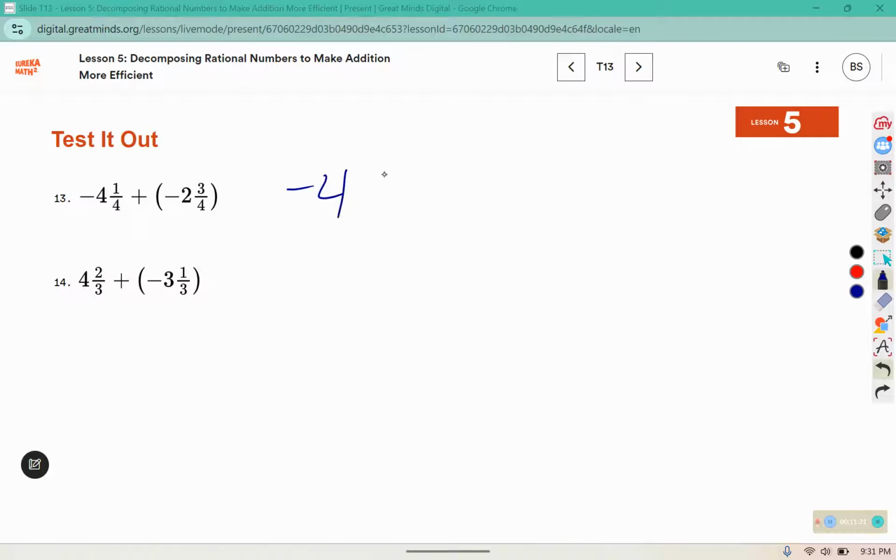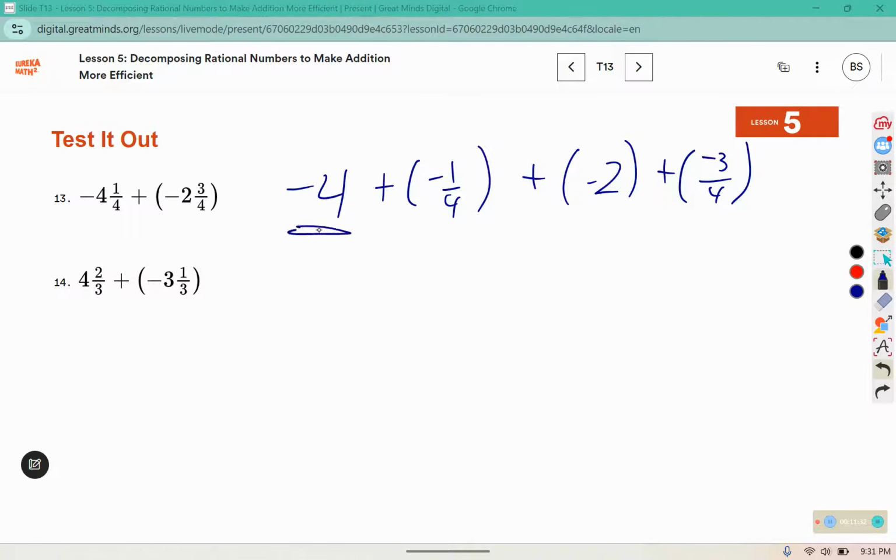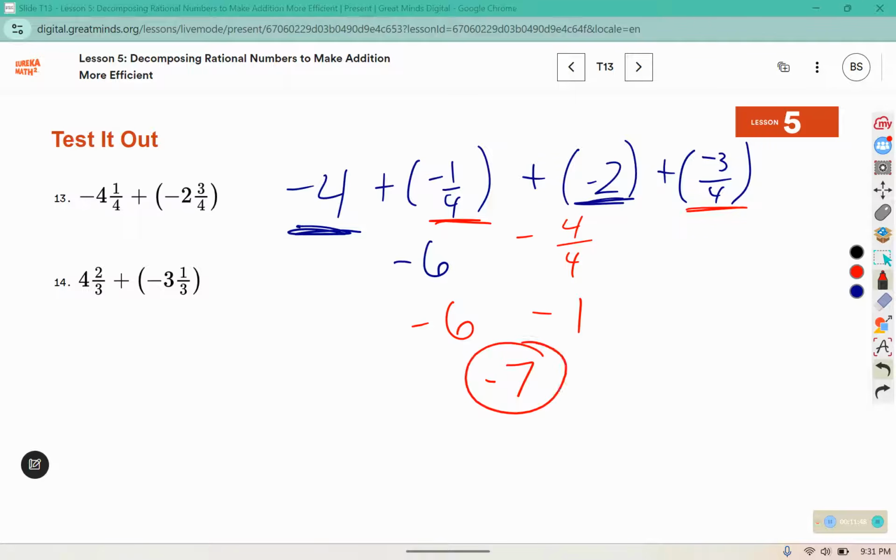Negative 4 plus negative 1/4 plus negative 2 plus negative 3/4. These combine to make negative 6, and those combine to make negative 4/4. That is again one whole. Negative 6 and negative 1 combine to make negative 7 for number 13.